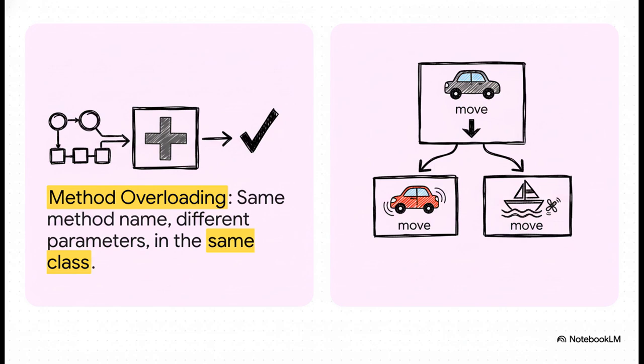On the left, we've got method overloading. That's where you have multiple methods with the exact same name in the same class, but they just take different inputs. For example, a single add function could be smart enough to handle adding 2 numbers or 3 numbers.